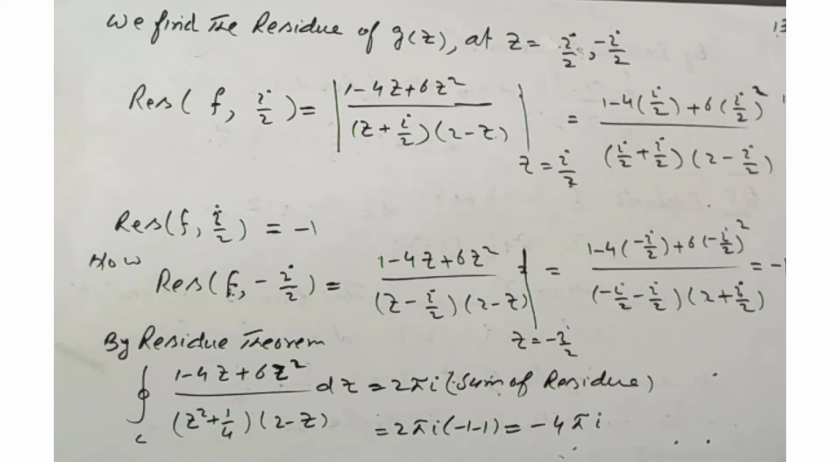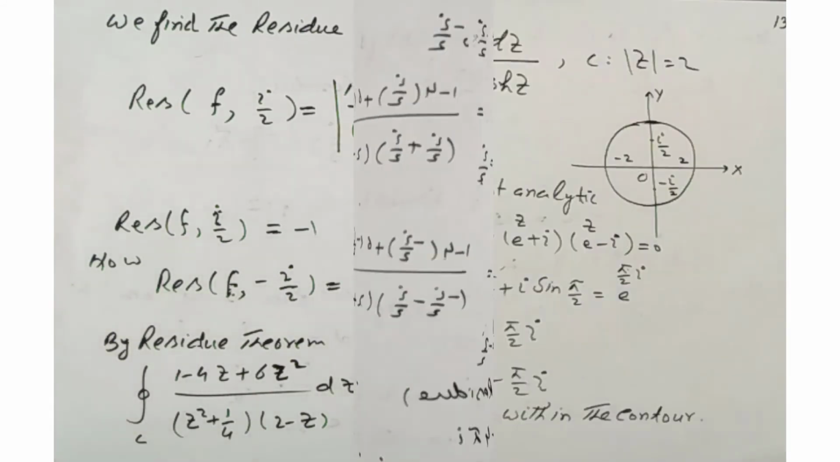So the integral of this function is 2 pi iota times the sum of residues. This is the residue theorem. Iota by 2 has residue minus 1, minus iota by 2 has residue again minus 1. The sum of residues becomes minus 2, and the total result becomes minus 4 pi iota, and this is the value of the integral.